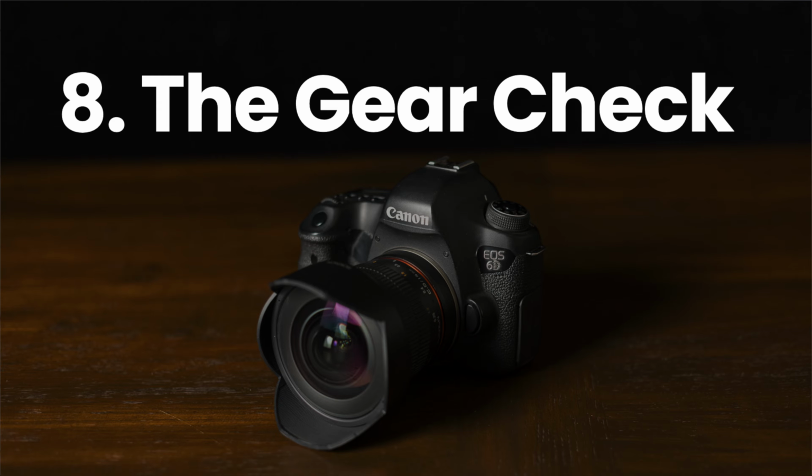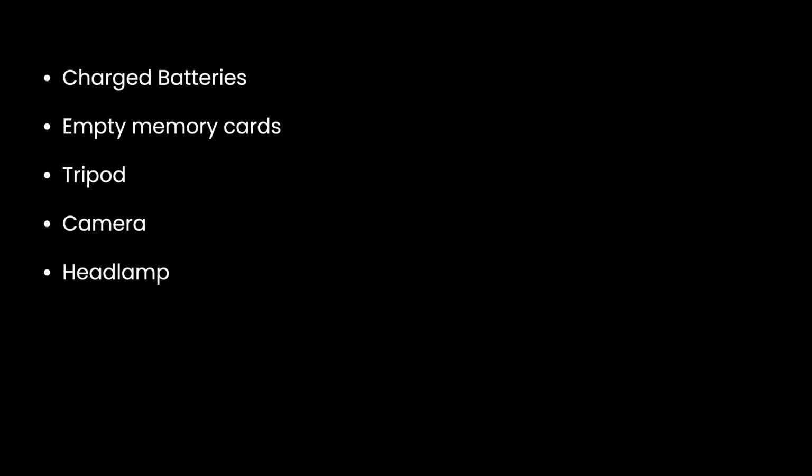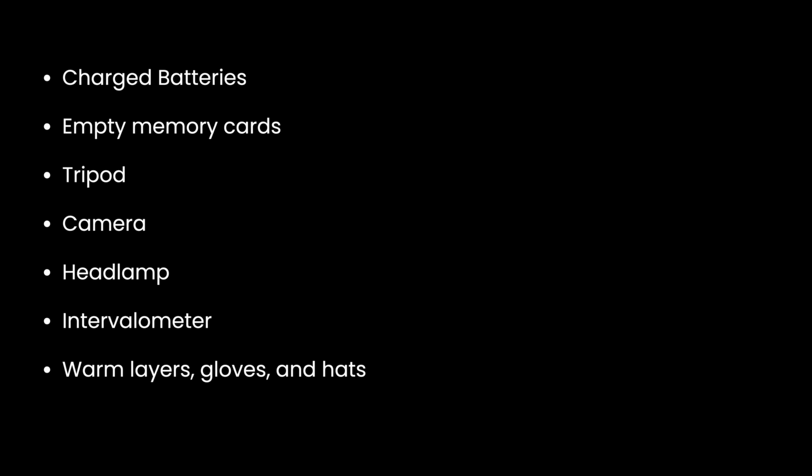Step 8, the gear check. Before leaving, I confirm that the batteries are charged, the memory cards are empty, the tripods are packed and in good working order, my camera and lenses are packed and clean, headlamps and intervalometers are packed with charged batteries, and that I have warm layers, gloves, and hats ready to go. Planning isn't just astronomical, it's practical.